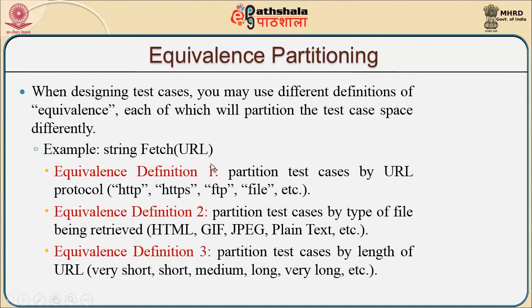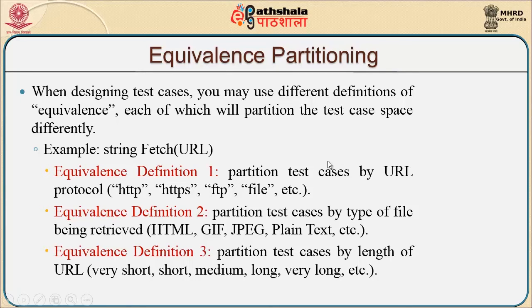Let us look at another example. For fetching a string from a URL, we partition the test case by URL protocol like HTTP, HTTPS, FTP, file, and so on. And not only that, we can have a URL of HTML type, another image file format type like GIF, JPG, and plain text format types also. Not only that, URLs can be very short, medium, and very long. So, these are the basic things that we categorize, and we identify what should be tested under each and every category. At least one of the elements should be tested under each category.